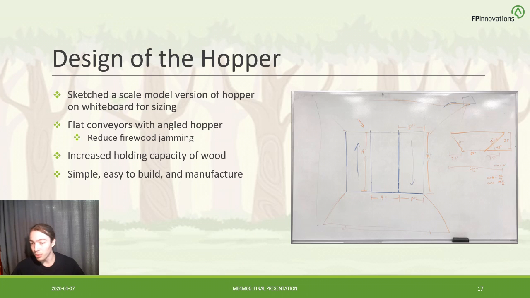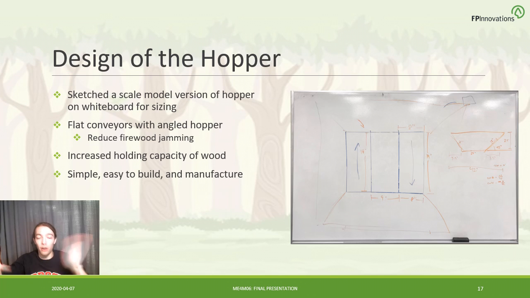Well, we went to a similar method to how we designed the size of the conveyors. We drew it on a whiteboard, a 1-for-1 scale model. We held up some wood to it to decide what the appropriate size was, depending on how much volume we wanted to hold. So again, we switched to flat conveyors, and this time we used an angled hopper on all 4 walls. The reason for this is because we wouldn't want a conveyor going into a flat surface, because that would just lead to a lot more jamming.